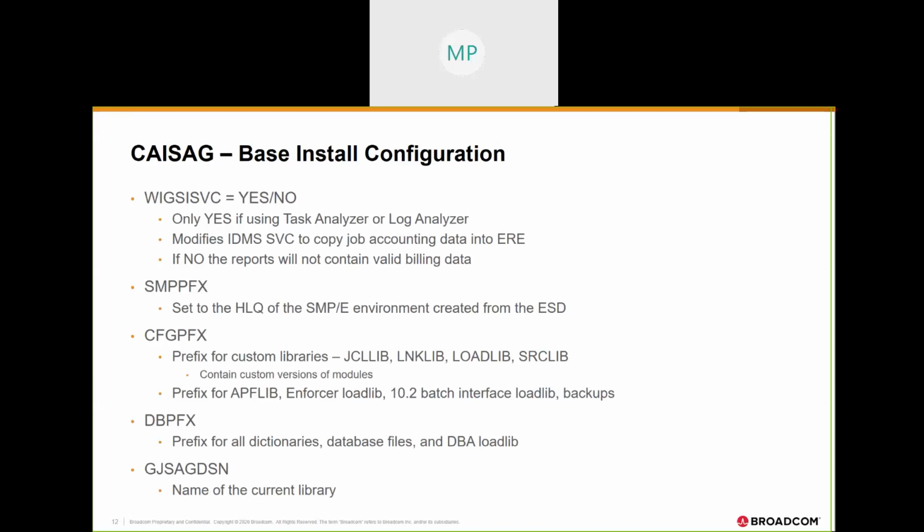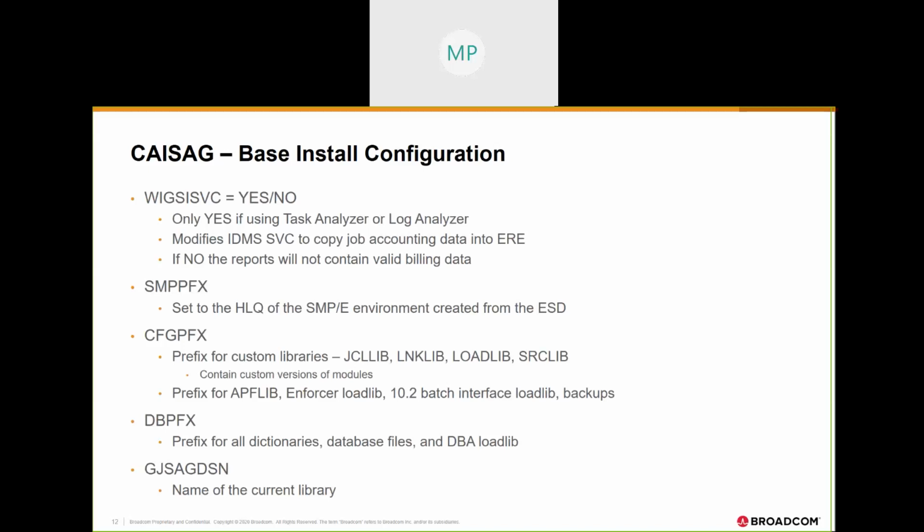So now we'll go over some of the key variables that are used when doing a base install. The first variable is WIG-SI-SVC, and that can be set to yes or no. You only want it to be set to yes if you're installing Task Analyzer or Log Analyzer. Setting this to yes would modify the IDMS SVC to copy job accounting data into the ERE. If you specify no, but you have installed Task Analyzer or Log Analyzer, their reports will not contain valid billing data.